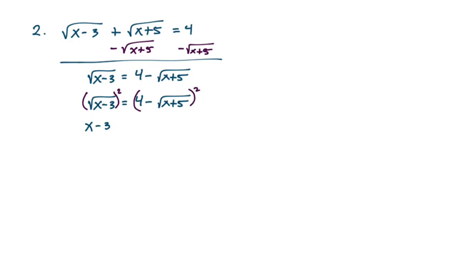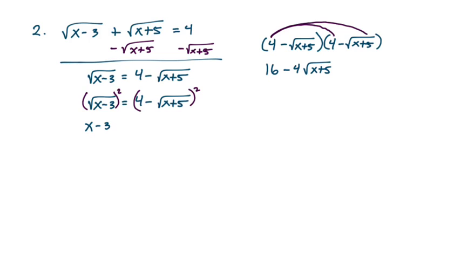I'm going to go ahead and multiply this out off to the right. Again, we're going to need to FOIL out a binomial times a binomial. That's what that square is telling us to do: multiply two of these guys. So 4 times 4 is 16. That's our first product. Our outer product is minus 4 times the square root of x plus 5. Our inner product is also minus 4 times the square root of x plus 5. And our last product, the square root of x plus 5 times the square root of x plus 5, is just x plus 5.